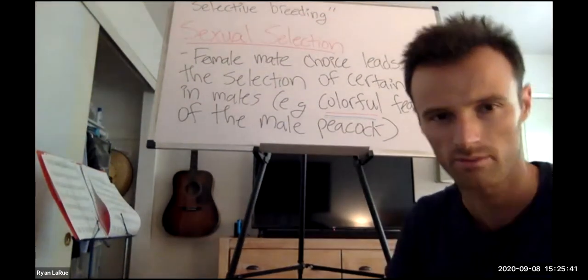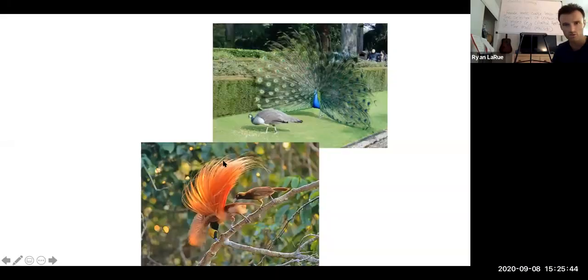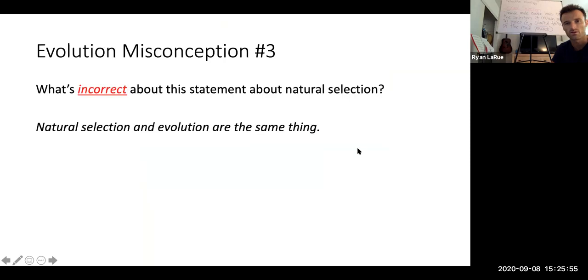So let's move on. So now we've talked about two mechanisms other than natural selection that are going to cause evolution of organisms. I feel like we did this last time. Maybe not. What is incorrect about this? Natural selection and evolution are the same thing. What's incorrect about that statement?